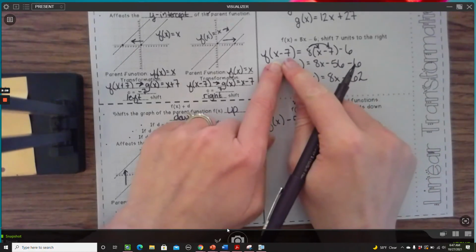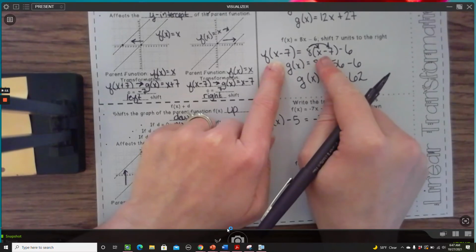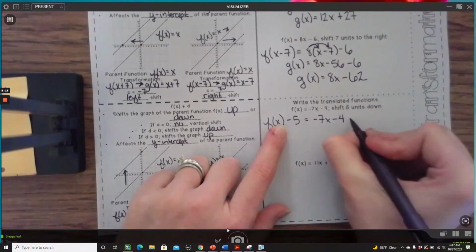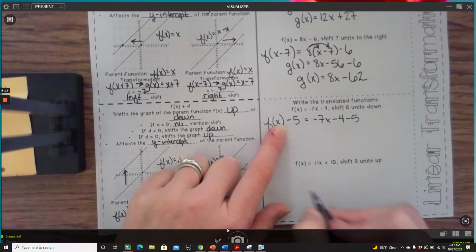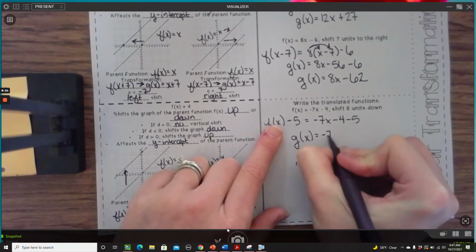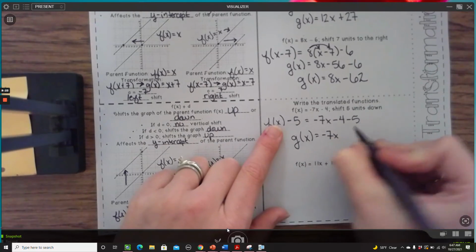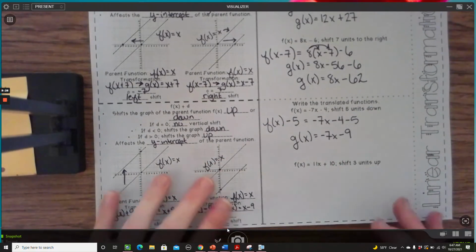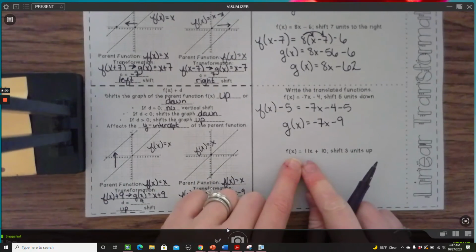So if the rule is inside the parentheses, you swap that rule out for x. If the rule is outside the parentheses, you just tack it on to the end. So for this one, all I have to do is combine like terms. Negative 4 minus 5 is a negative 9. That's the new function.